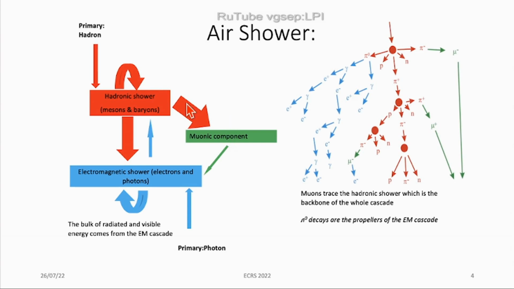So muons will be the tracers of the hadronic cascade, and the electromagnetic cascade can be seen because it emits radiation through the interaction with the atmosphere. But most of the information we get on the hadronic cascade is by means of muons. The hadronic cascade is the main engine of the whole cascade, and we have two coupled cascades, the electromagnetic and the hadronic cascade.